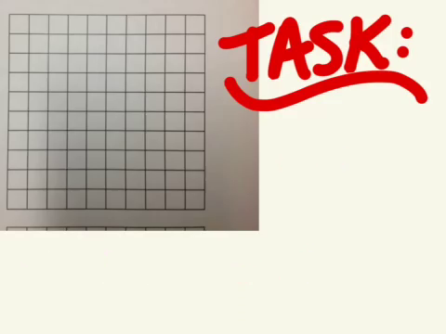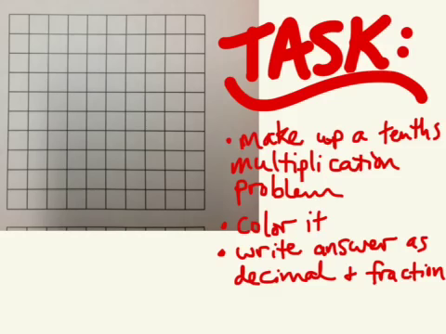All right, here's your task. You probably noticed that you have one 10 by 10 grid left over on your worksheet, and this is for you to make up a problem. So some amount of tenths times some other amount of tenths. You've got to work with tenths for these grids. Color it in, find your answer, and write the answer down as a decimal and a fraction. And be thinking of those powers of 10. Enjoy!